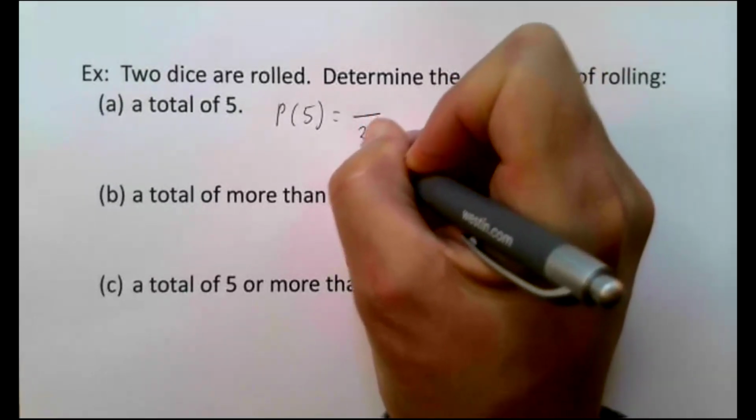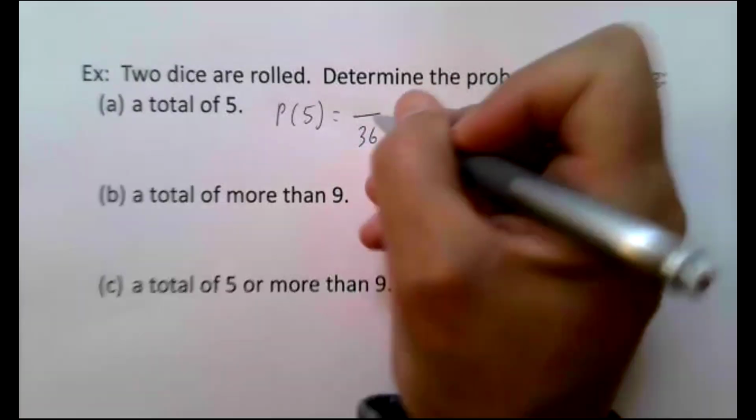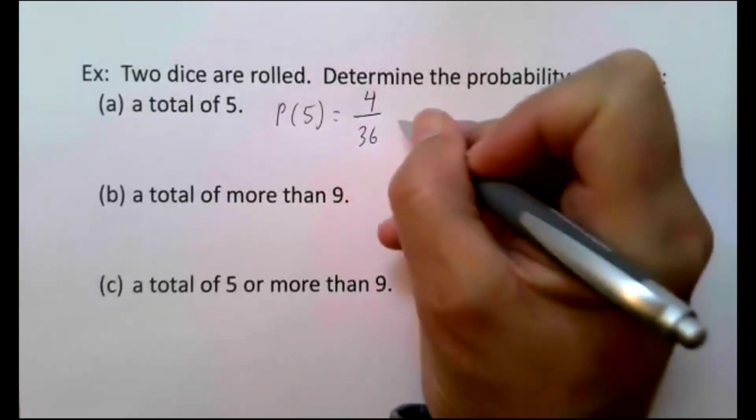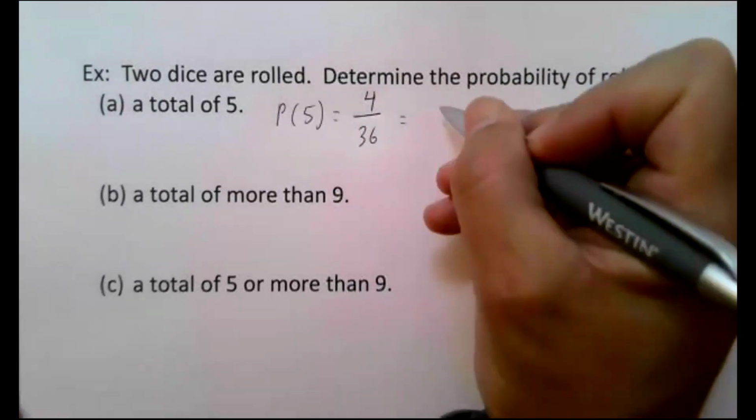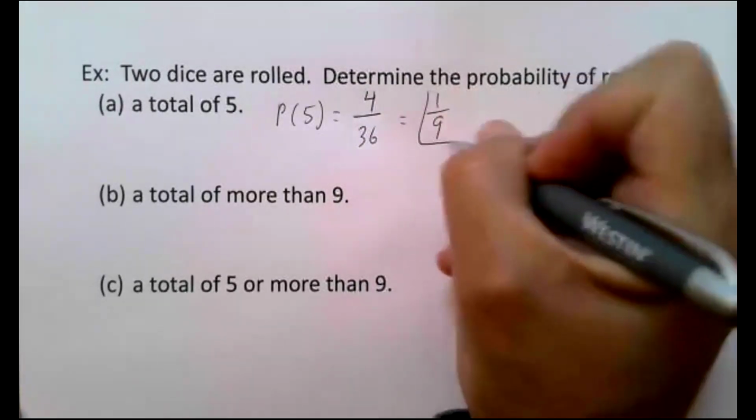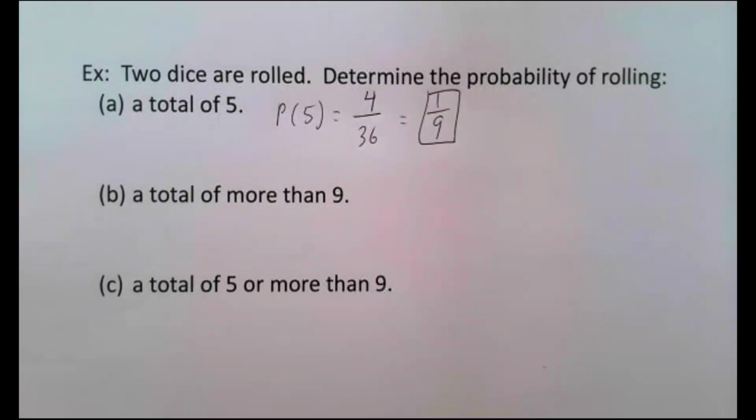So 36 is going to be my denominator for this problem, and my numerator here is 4, because 4 of the 36 add up to 5. If I divide top and bottom by 4, I get 1/9. That's my final answer for part A.